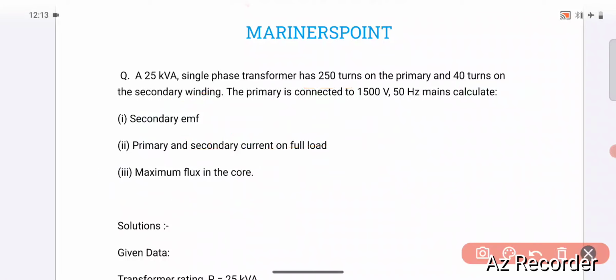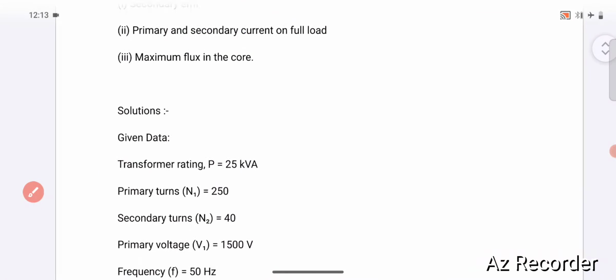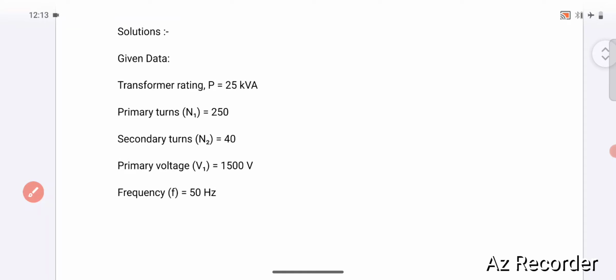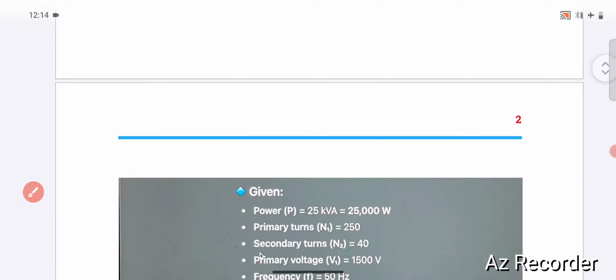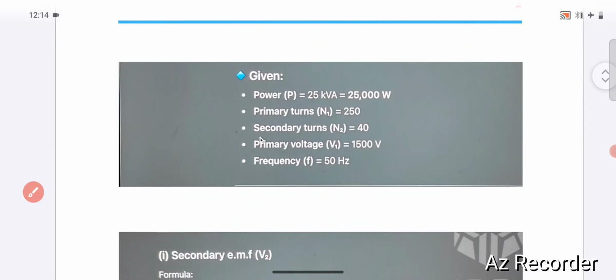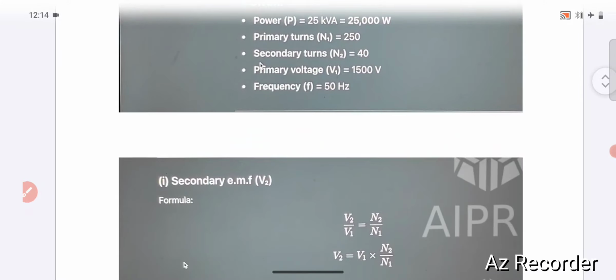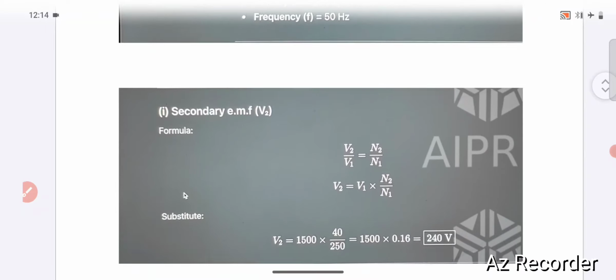So first I will check what data we have been given. Data we have: rating, which we also denote by S. Primary turns given, secondary turns given, primary voltage given, and frequency is given. Now we will calculate everything one by one. So the given data we already discussed. Now we have to calculate the secondary EMF.